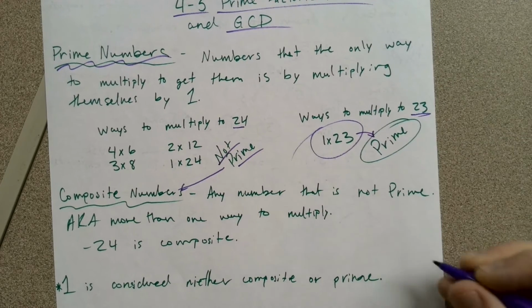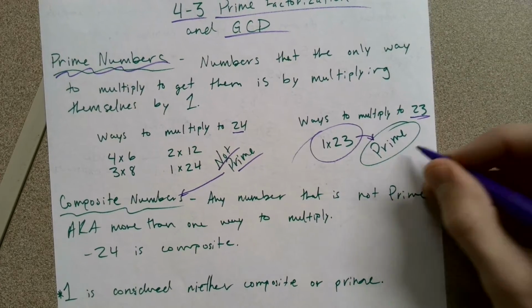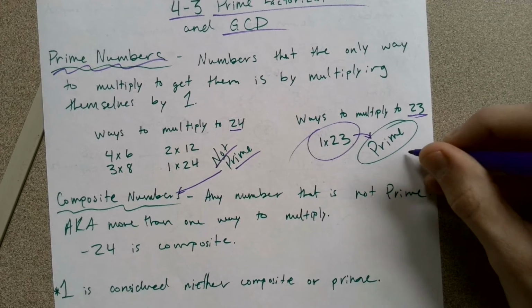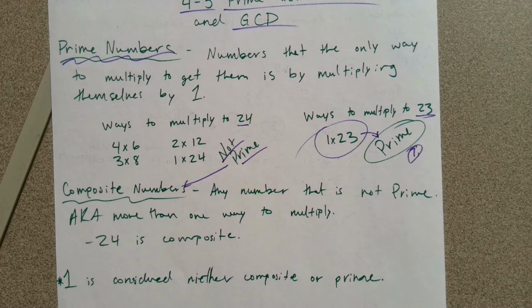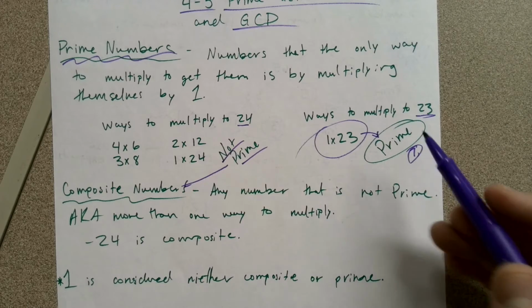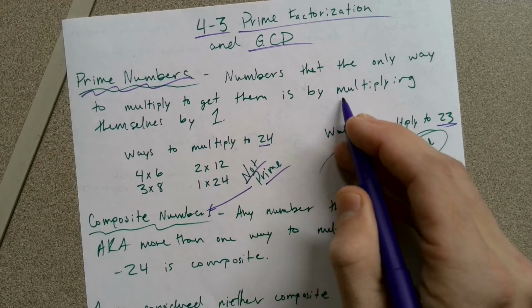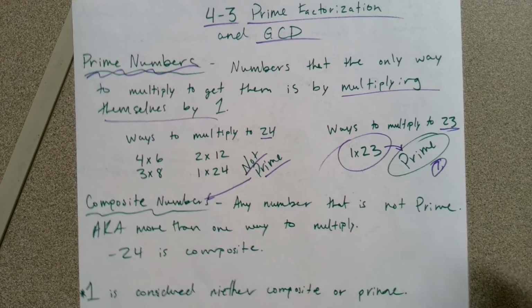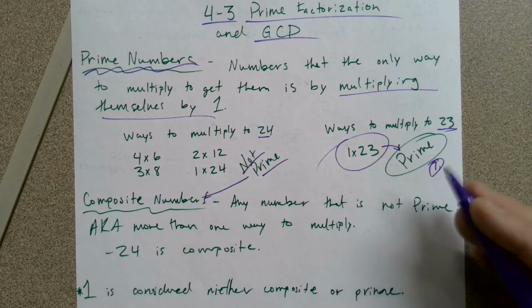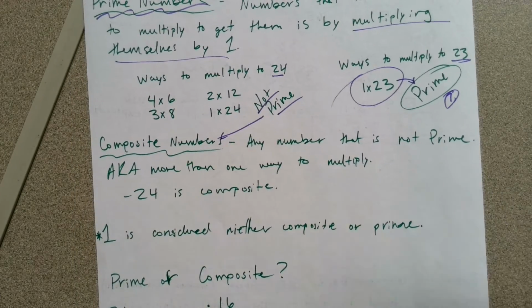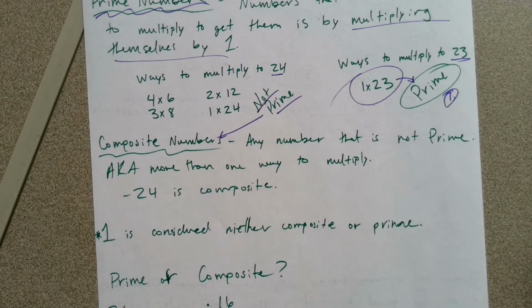That makes it prime. Some other examples would maybe be 7. There's only one way to get to 7. 7 times 1. You can't do 2 times something that's not a decimal to get to 7. So of our integers, it is prime if the only way to get there is multiplying itself by 1. So 24 would not be prime. 23 would be prime. Composite numbers are any number that is not prime.